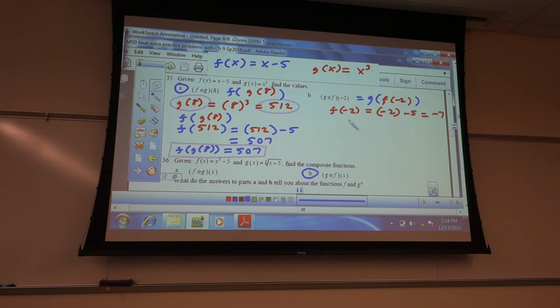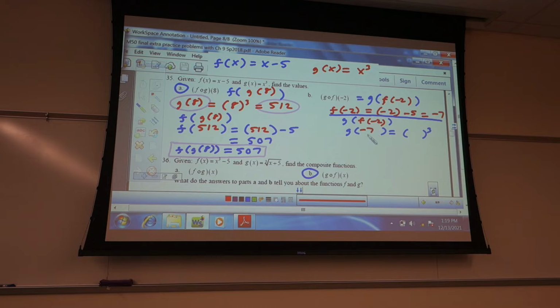So we have g of f of -2. Well, that's really the same thing as g of -7, because f of -2 is -7. So that's equal to, what's my g? It's whatever x is to the third power.